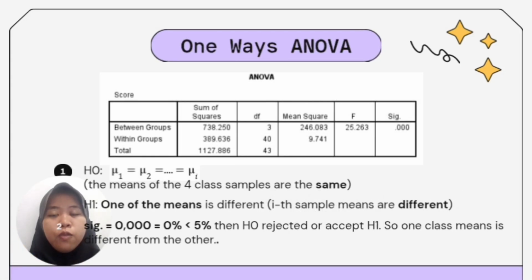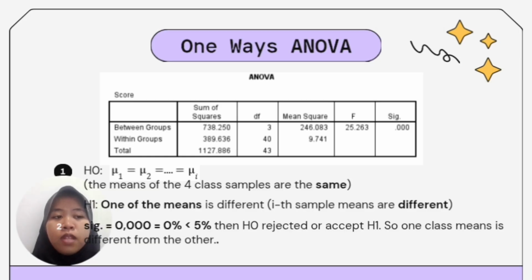Okay, for the one-way ANOVA, as we write, the hypothesis is H0: mu1 equals mu2 equals ... equals mu i, which means the averages are equal, or hypothesis 1: one of the means is different. So we form our analysis design with alpha at 5%, and then we get the output from the SPSS, like this table.